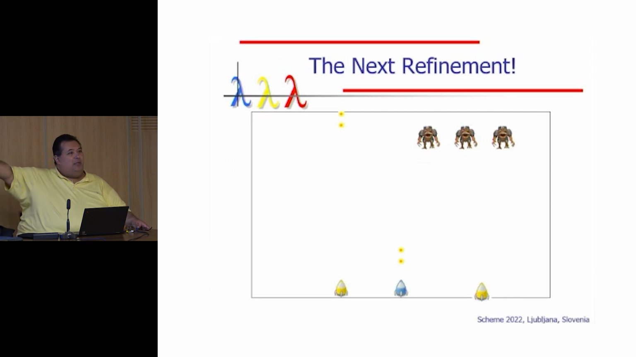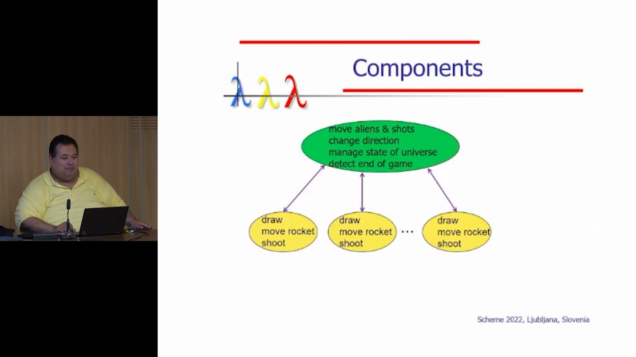This is the next refinement. This is what we want, right? So same as before, except that now we have our little yellow rockets, which are all our allies that are going to help us defeat the alien armada, right? Okay, so here's how we're going to divide the components, and I'm going to take one design that we do.